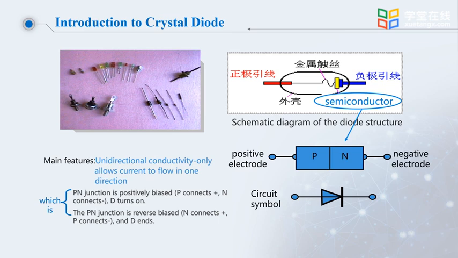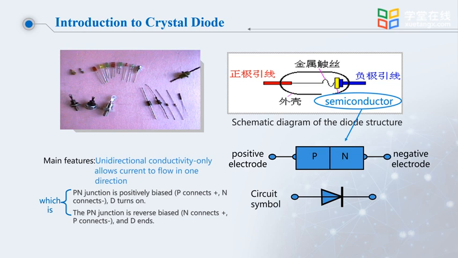The diagram at the top left shows the various types of transistor diodes, as well as their shapes and packaging. Regardless of the type of diode, its main characteristic is unidirectional conductivity. What is the unidirectional conductivity of a diode? Let's take a look at the schematic diagram of a diode structure.